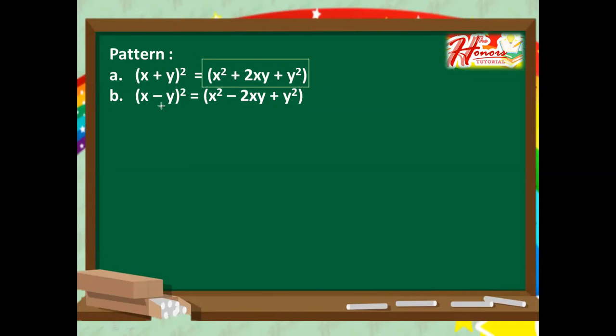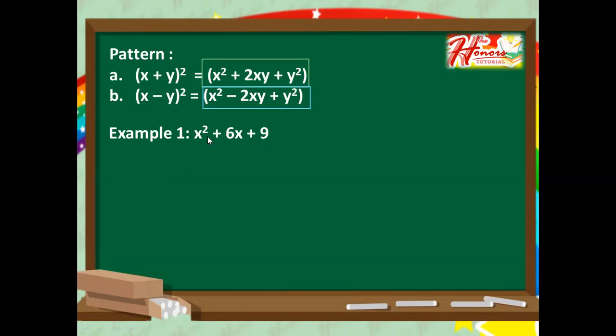And then for letter B, as you can see, we have here the quantity of x minus y squared. For you to use this pattern, your given should be x squared minus 2xy plus y squared, meaning you should have negative and positive here in your given. So let's try. We have here example number 1, x squared plus 6x plus 9.